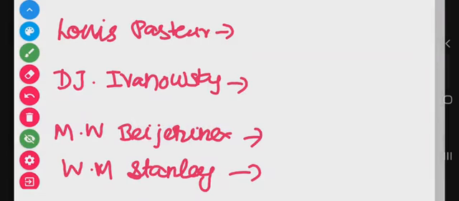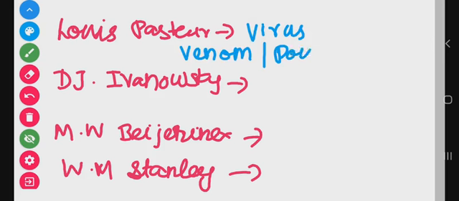First, who is Louis Pasteur? The name virus was given by Louis Pasteur. First he gave the name virus, and its meaning was venom or poison. He described it as venom or poison. This is Louis Pasteur.